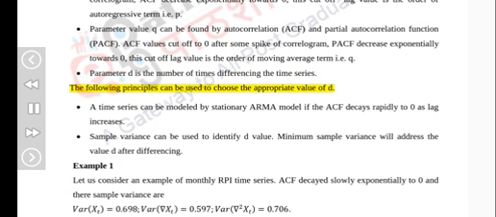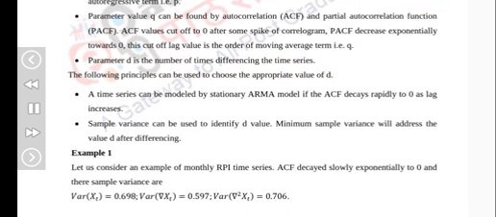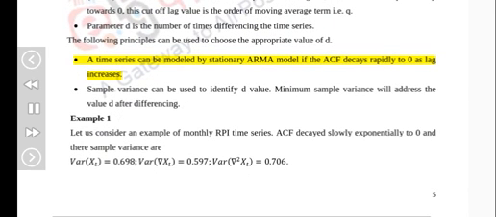The following principles can be used to choose the appropriate value of d. A time series can be modeled by a stationary ARIMA model if the ACF decays rapidly to 0 as lag increases. Sample variance can be used to identify the d value. Minimum sample variance will indicate the value of d after differencing.